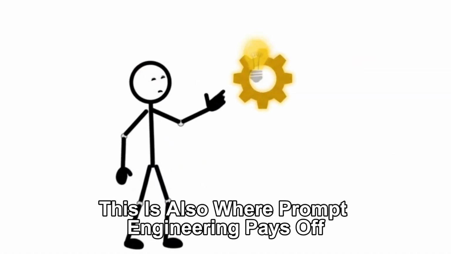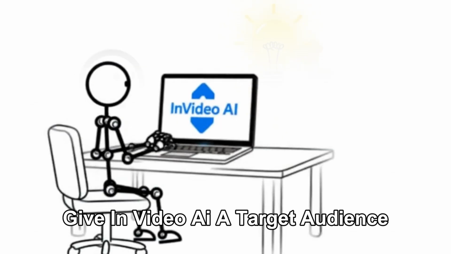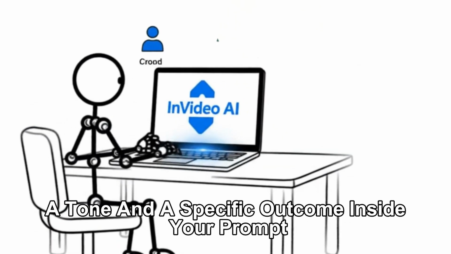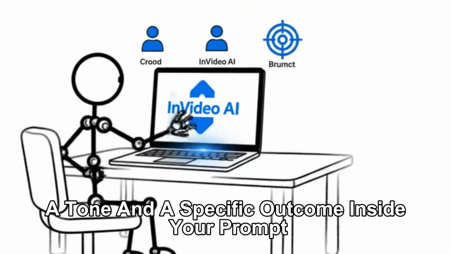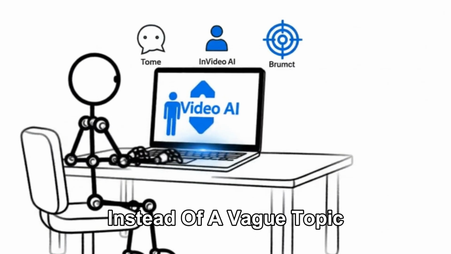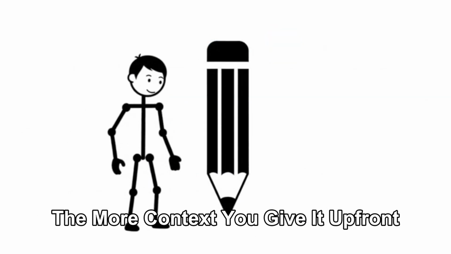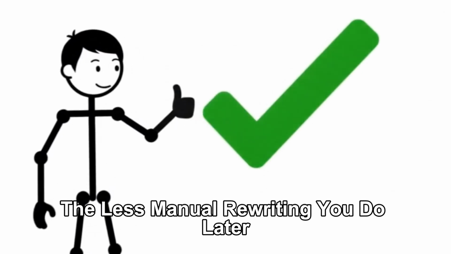This is also where prompt engineering pays off. Give InVideo AI a target audience, a tone, and a specific outcome inside your prompt, instead of a vague topic. The more context you give it up front, the less manual rewriting you do later.